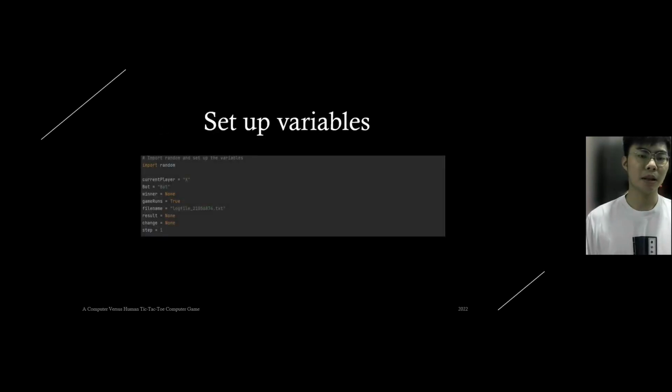To start, I imported random so that my computer can plot the numbers randomly. Then I set the first player, which is the user, as X. Other variables such as winner, game runs, result, and change are set to none because there is no value defined for them currently, but they will be defined later in the code. The next step is to put it in a loop form. The player state decides which step will be the first step.